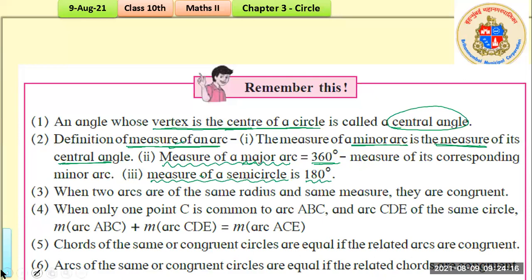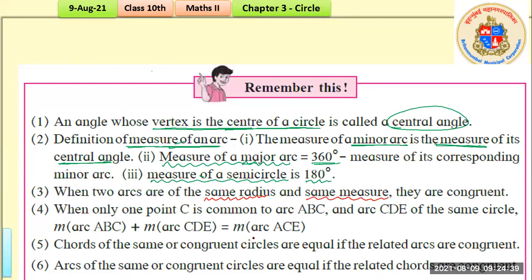Then we saw when do we say two arcs are equal, or two arcs are congruent. What are the two conditions? First, the radius should be the same for both circles, and the measure of the arcs should be equal. Then we say that the arcs are congruent.